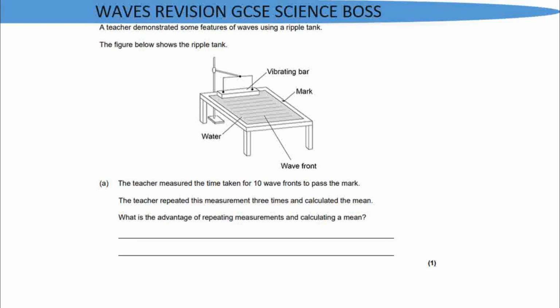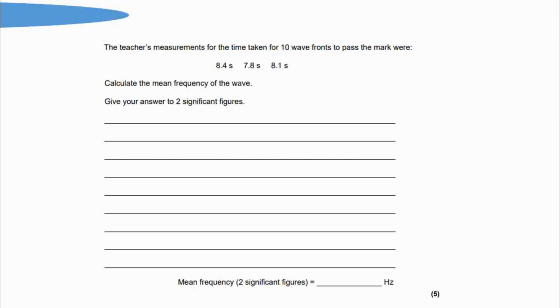So in this question here, the question is asking us, what is the advantage of repeating the measurements and calculating the mean? So the advantage of repeating is so that you want to reduce the effect of random errors, okay? Do not write anything about anomalous results or to improve accuracy. Students like to talk about accuracy. Do not mention anything about accuracy there.